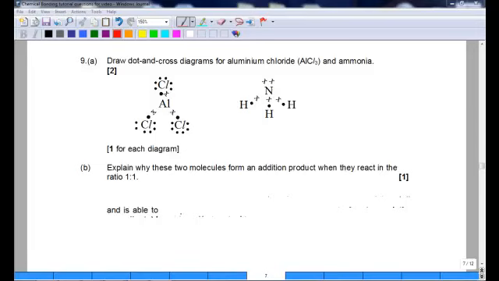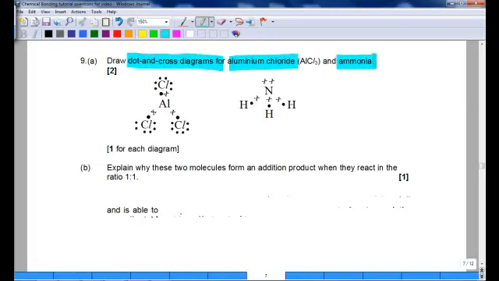Okay everybody, so now we are at question 9. Question 9 should be rather simple, but let's take a look at the question. They say draw dot and cross diagrams for aluminium chloride and ammonia. So if we apply the rule again, aluminium has 3 valence electrons, chlorine has 7, 7, 7, so there will be 3 single bonds. So aluminium chloride should look like this.